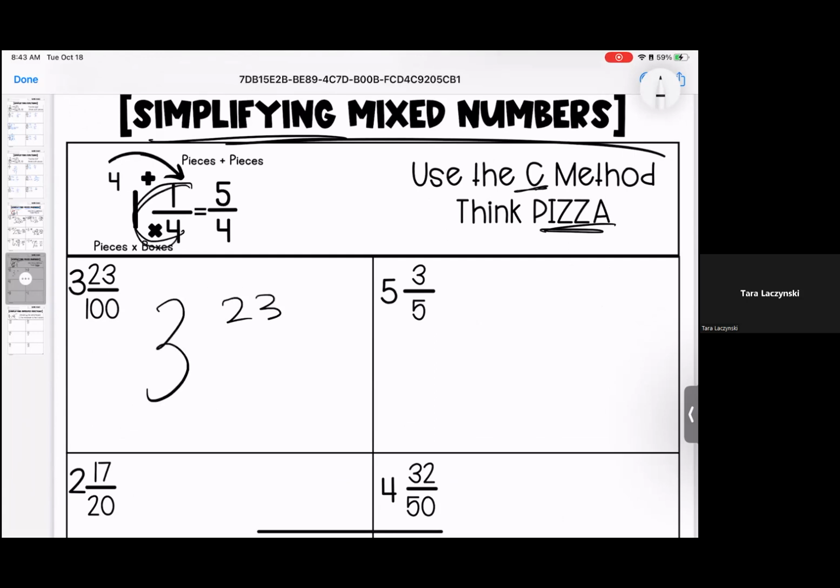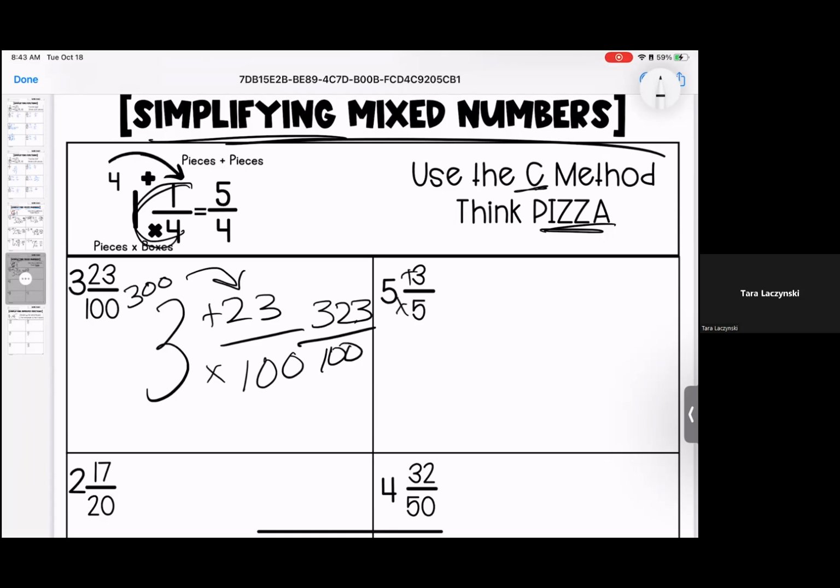So we have 3 and 23 over 100. Multiply by the bottom, add the top. 100 times 3 is 300. Add the loose 23 pieces. We have 323 over 100.